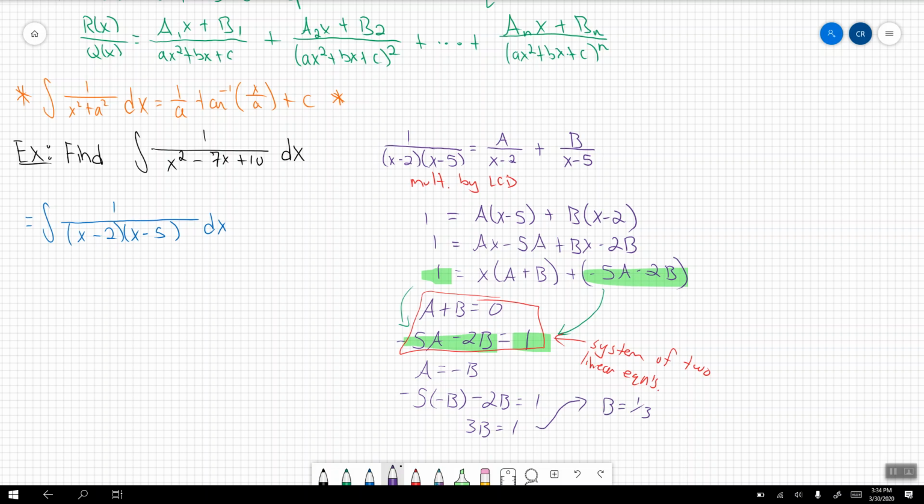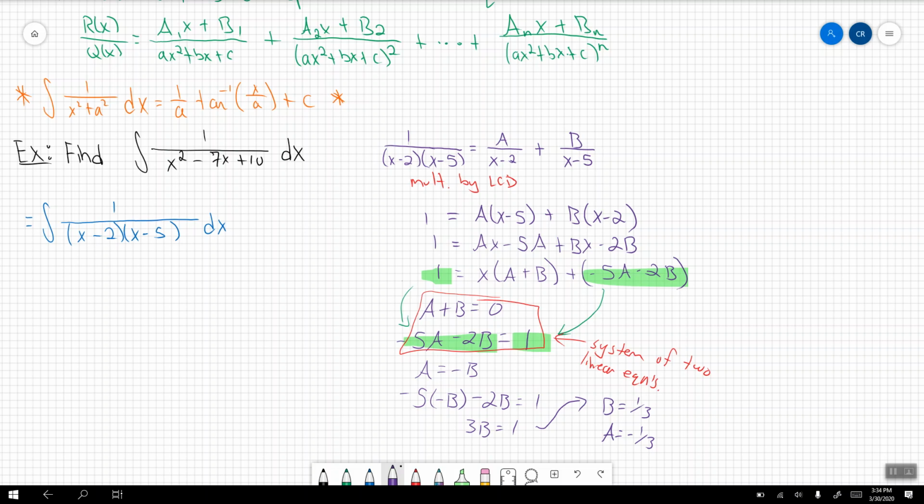What does that imply for a, if they must cancel out to 0 when we're adding them? That's right. It's negative 1/3, which must be a.